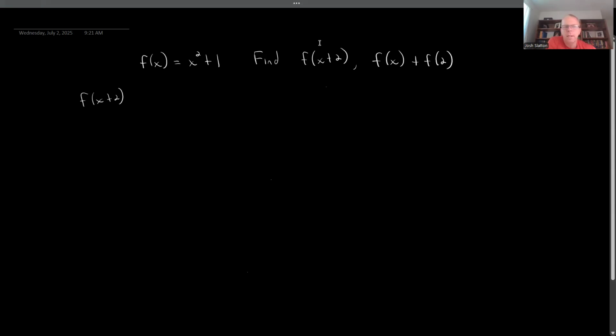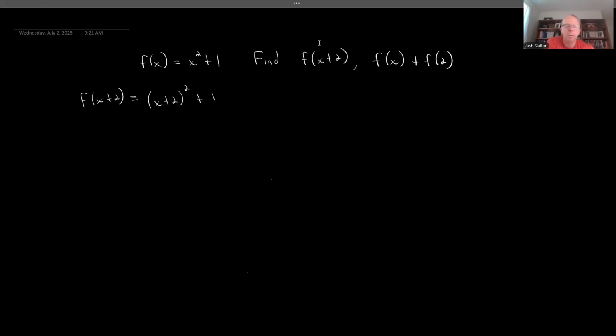Now, anytime you see any input, so this part in the parentheses we call the input, you input that into the function, and then the answer will be the output. And so whatever is in the parentheses, x plus 2 in this case, that's what you plug in for your original input, which is x in this case. So we're going to substitute x plus 2 in for x, and then we're going to simplify. So we just have x plus 2 squared plus 1.